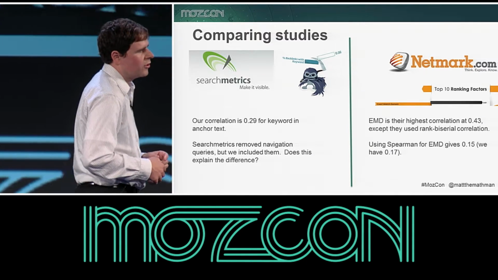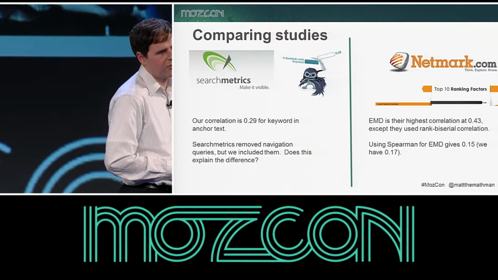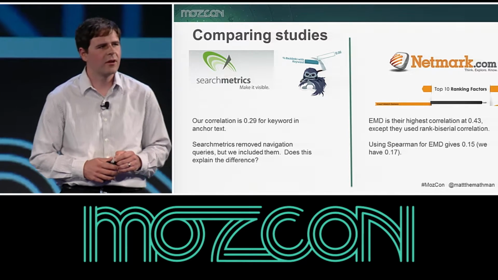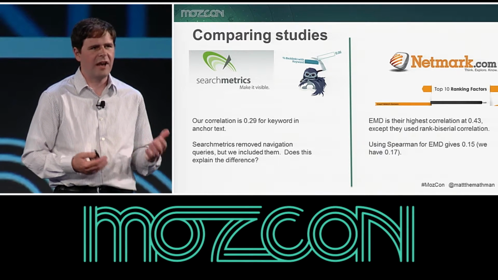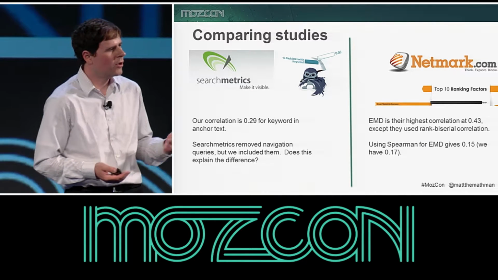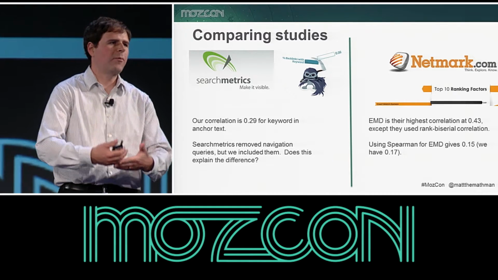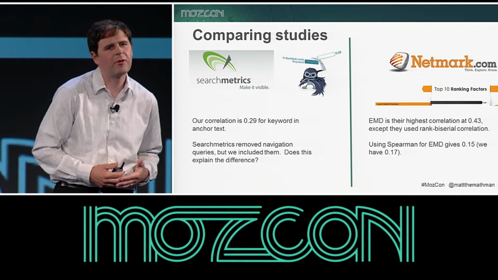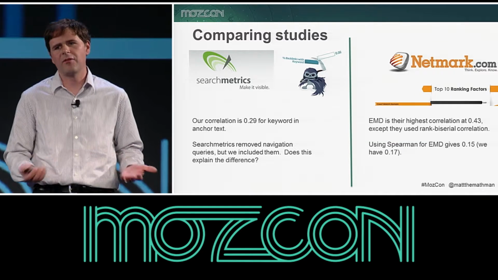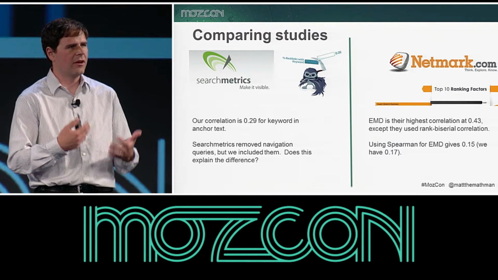I recognized this 2 years ago. I computed some similar rank biserial correlation values for exact match domain. And I decided at that point that it was a bit of an apples to oranges comparison to put a rank biserial value next to a Spearman value, so we chose to use Spearman for everything just to make the data internally consistent.